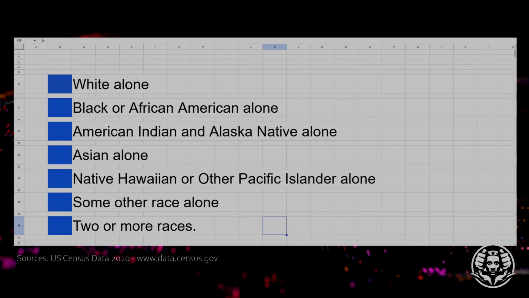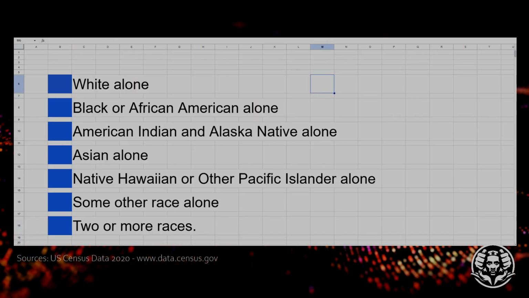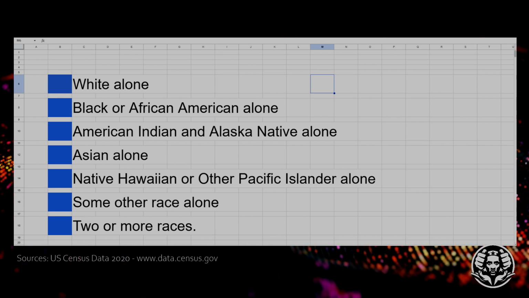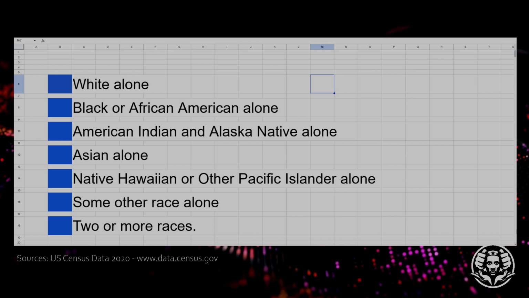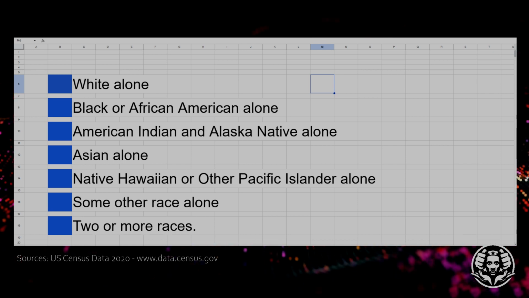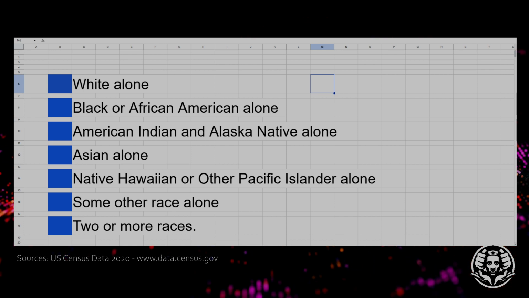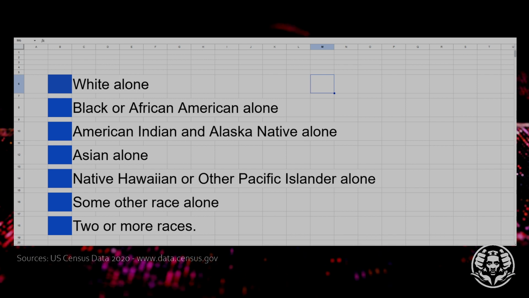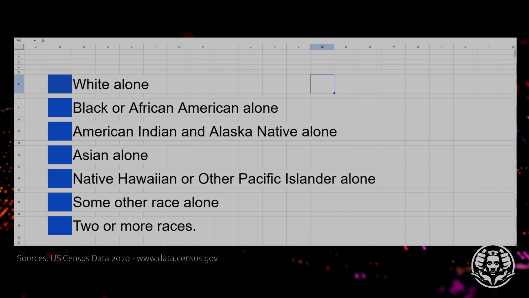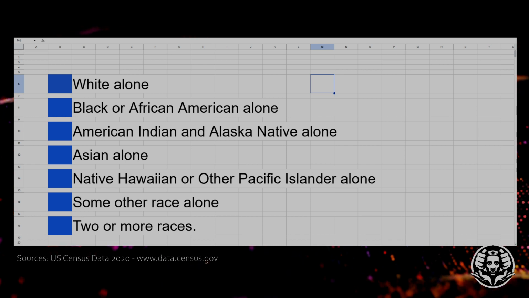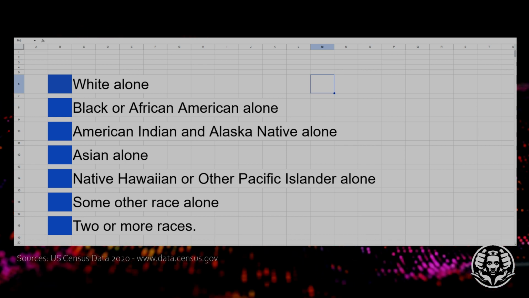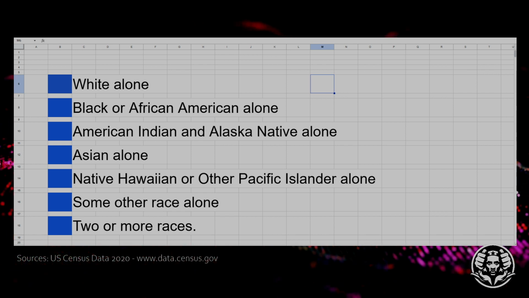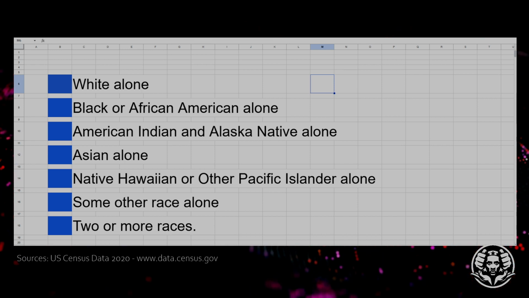So if we go here, we'll see that the census actually has these classifications, as you can see there. White alone, Black or African American alone, American Indian or Alaska Native alone, Asian alone, Native Hawaiian or other Pacific Islander alone, some other race alone, which I'll talk about in a second. And then at the bottom, you got the two or more races, which is the multiracial, right? So people who classified as two races, three races, four races, that's the multiracial category.